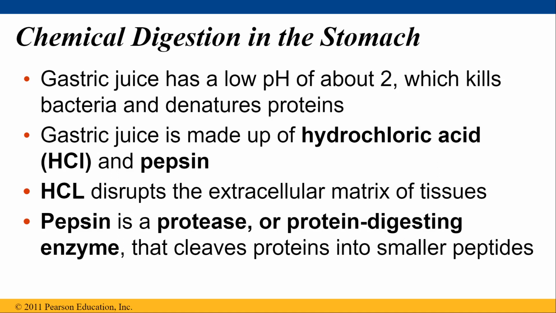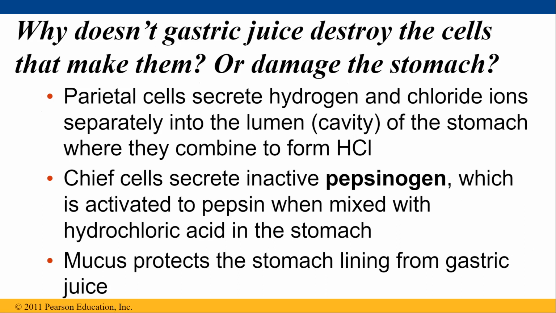So when we're looking at our stomach, we've got gastric juices that are made up of both hydrochloric acid and pepsin. But we also need to think, well, why doesn't our stomach get digested by those chemicals that are in our digestive system? We need to take a look at exactly how that happens. So again, why doesn't gastric juice destroy the cells that make them or damage the stomach?